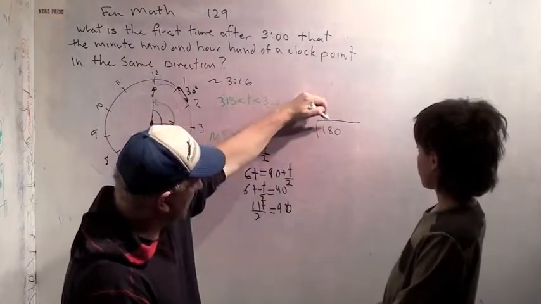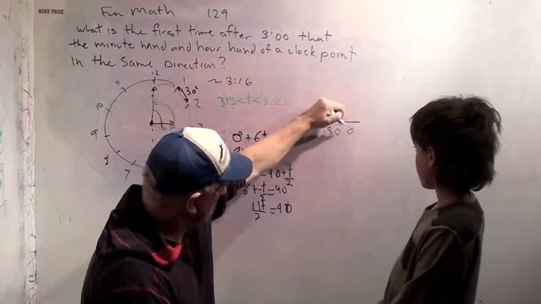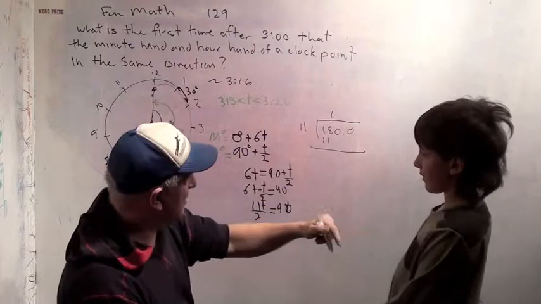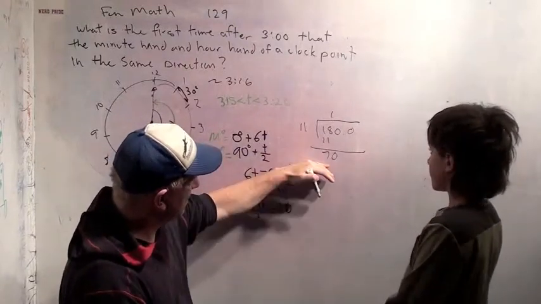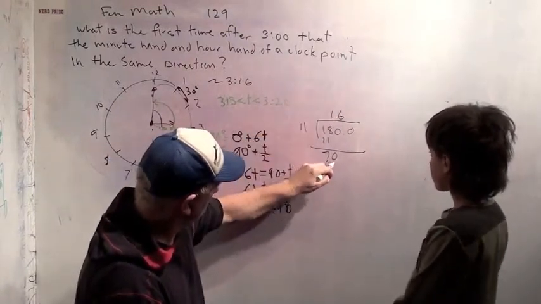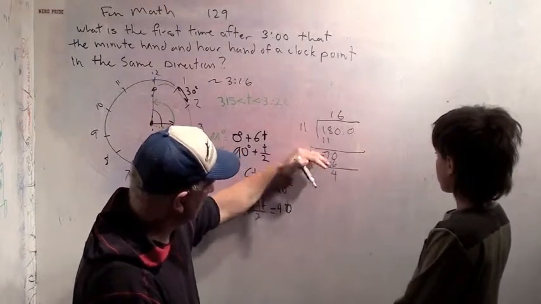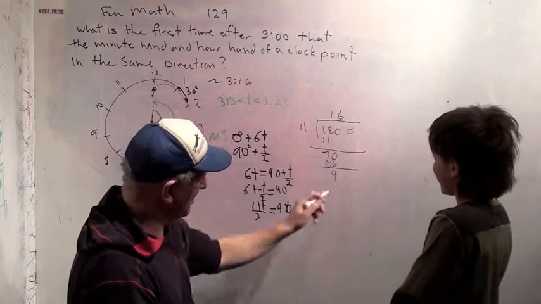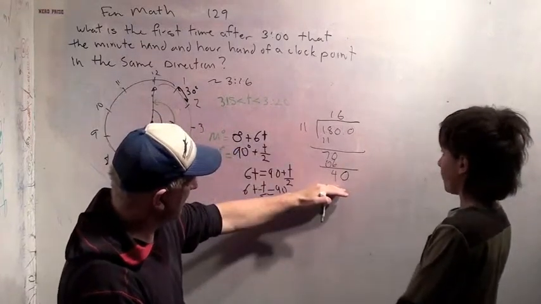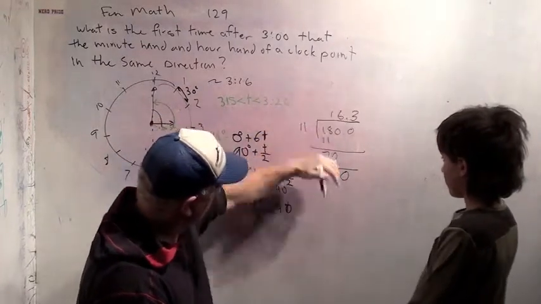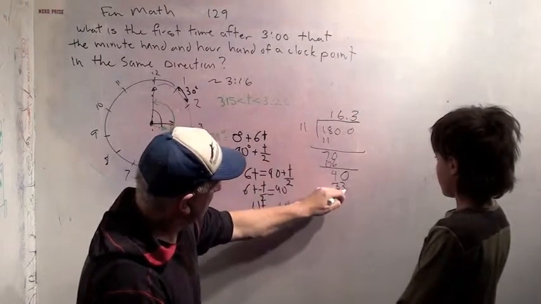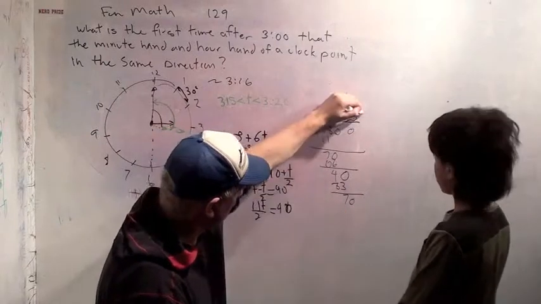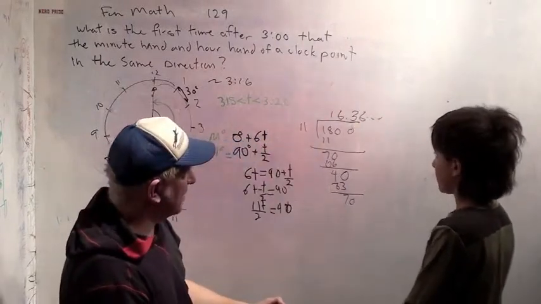11 into 180. 11 into 18 is? Once. That brings down an 11. 18 minus 11 is? 7. 11 into 70 is? 6 times. 70 minus 66 is? 4. Okay, 11 into 40 is? 3. And 33, that leaves us 7. 11 into 70. 6. 66. Okay, so this is going to keep going.